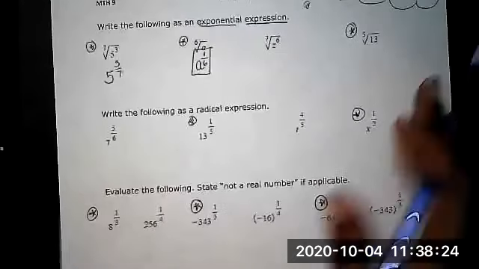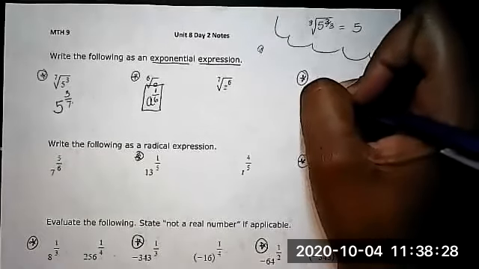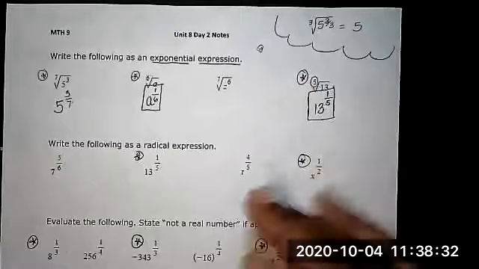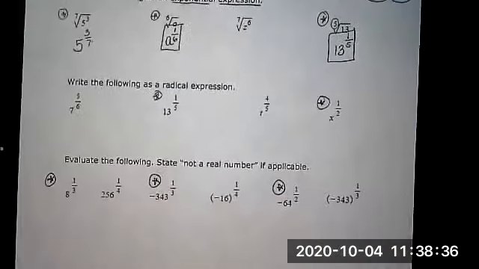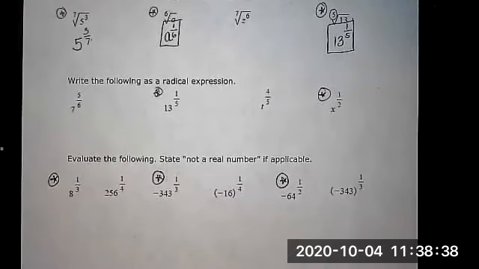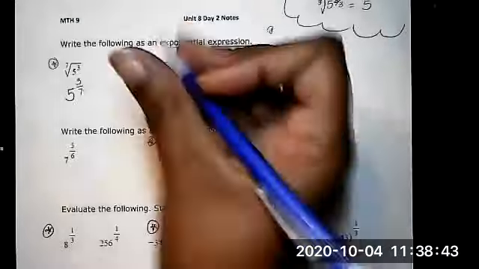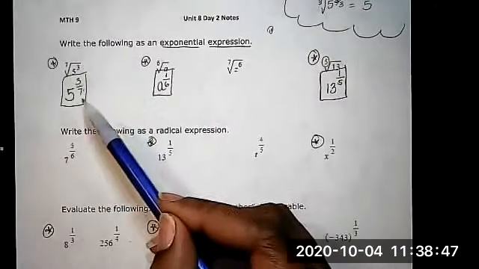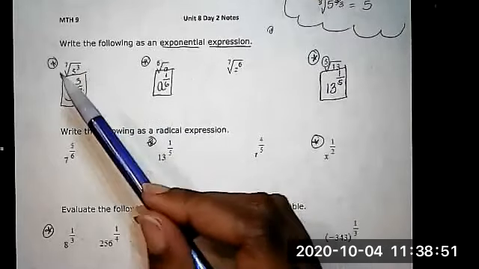All right. So this one is 13 to the 1 over 5. Again, this becomes your denominator. So that's your answer. This one is z to the 6 over 7. Okay. Now let's go back to radical expression. So here we went to exponential, and this one we're going to radical. So we're going from this to that. In this situation, we went from here to here. Now we're going from here to here.